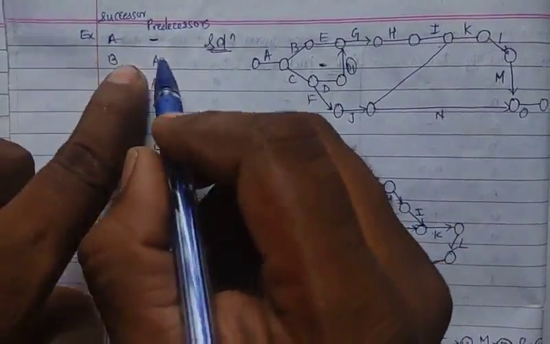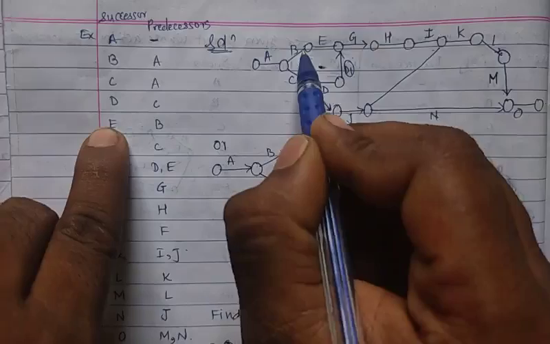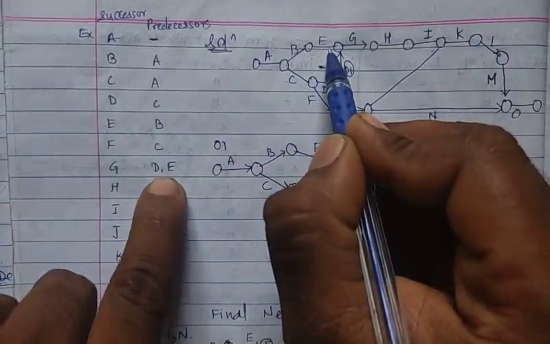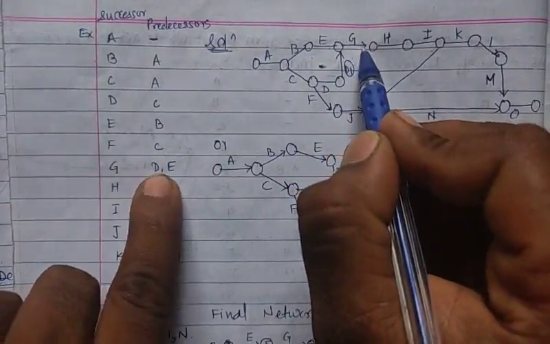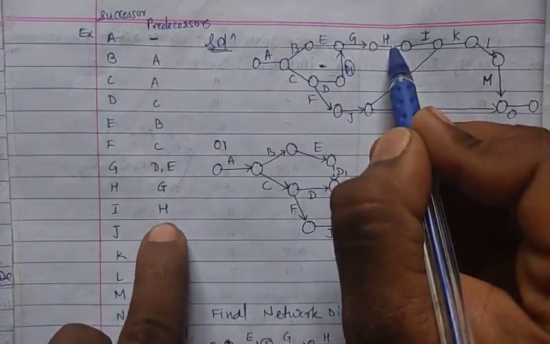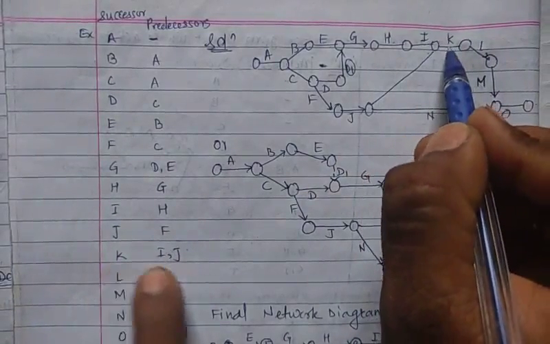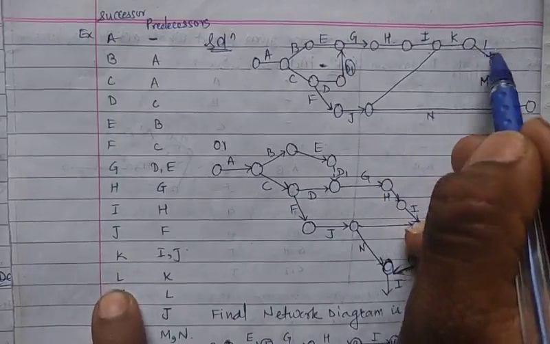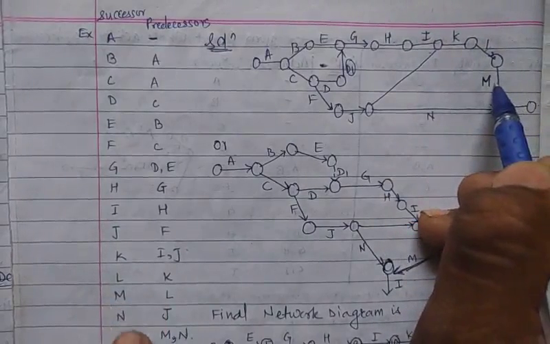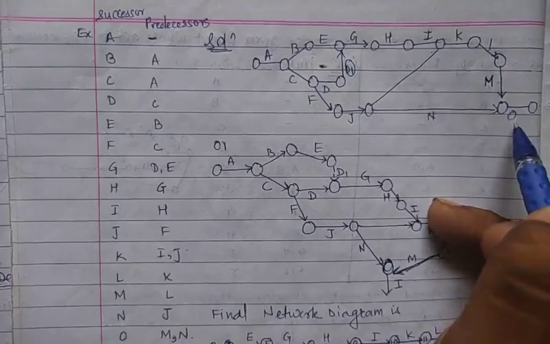Now make a linkage. So A goes to B. Next B goes to E. Next E goes to G. Next G goes to H. So H goes to I. Next I goes to K. Next K goes to L. L goes to M. M goes to O, and O is the last activity.